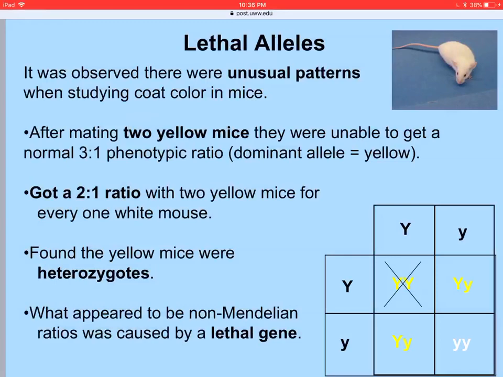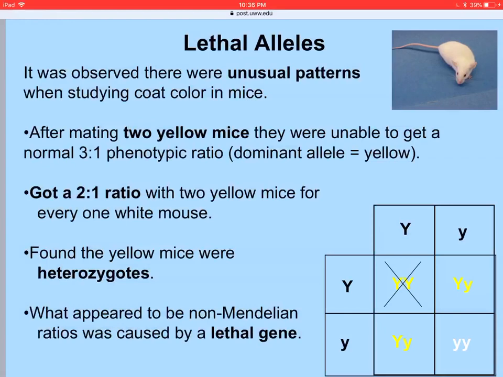What appeared to be a non-Mendelian ratio was caused by a lethal gene. And so what we have here is an example where the combination of big Y, big Y means that that is a lethal allele combination, and that individual will never be born. And so what you end up seeing is very different ratios from what you expect.